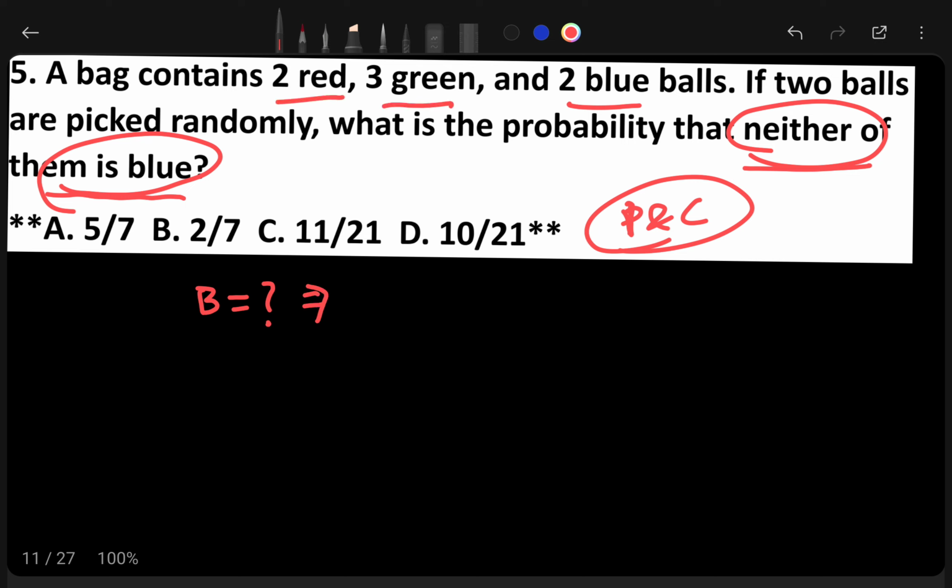3 green plus 2 red, that is 5 balls are there. Now what is he saying? 2 balls are picked randomly. 5C2, 5 into 4 by 2 into 1 gives us 10.